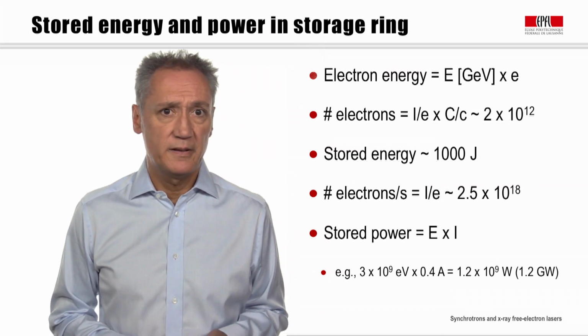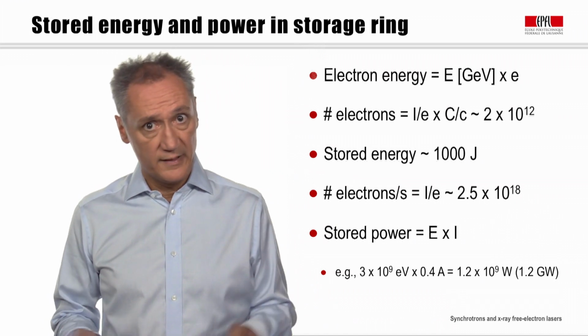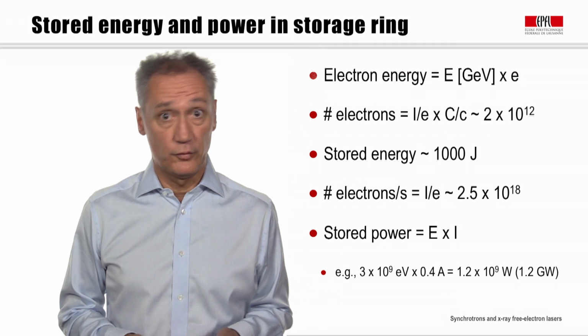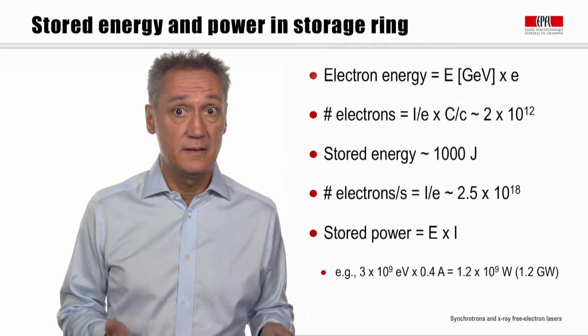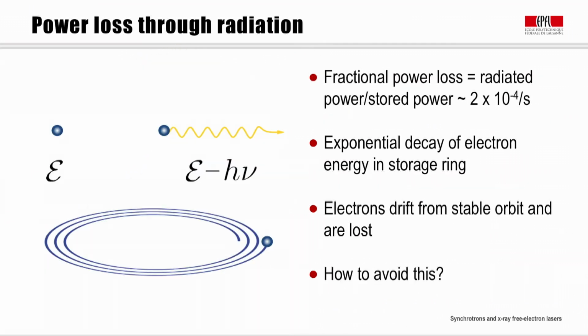This turns out to be of the order of 10 to the 12 electrons. Hence, the stored energy is approximately a kilojoule. The stored power is simply E multiplied by I, and this is measured in gigawatts. One might therefore think that the power loss through radiation is relatively slow, as the radiative power is 4 orders of magnitude smaller than the stored power.